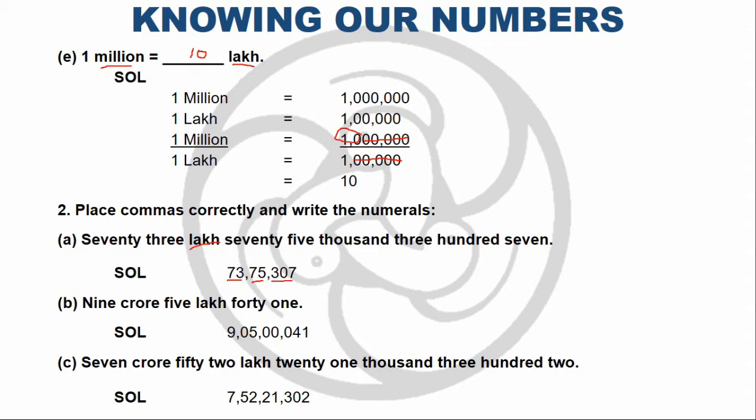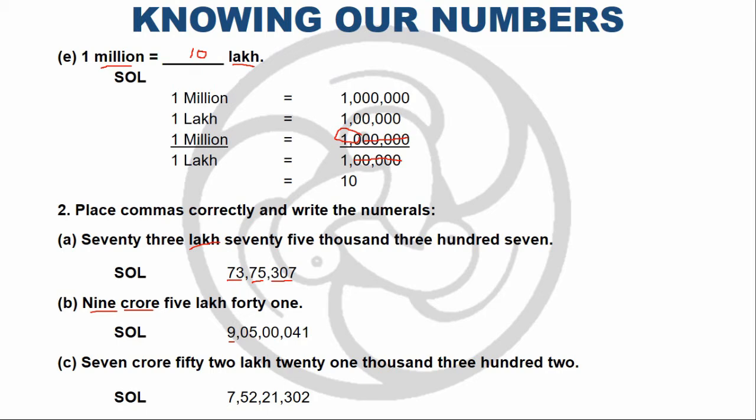Okay, what is subdivision B? 9 crore 5 lakh 41. Here crore is also an Indian system. How do you put commas for separating? After 3 digits a comma for separating the 1000, after 2 digits a comma for separating the lakh, and after 2 digits a comma for separating the crore. The number here is 9 crore, so it is written as 9. After 9 you put a comma to separate the lakh.